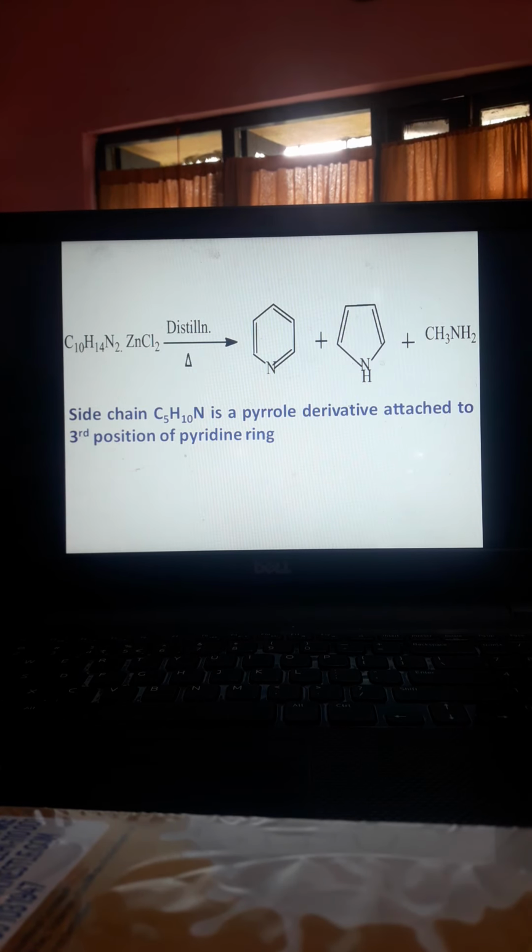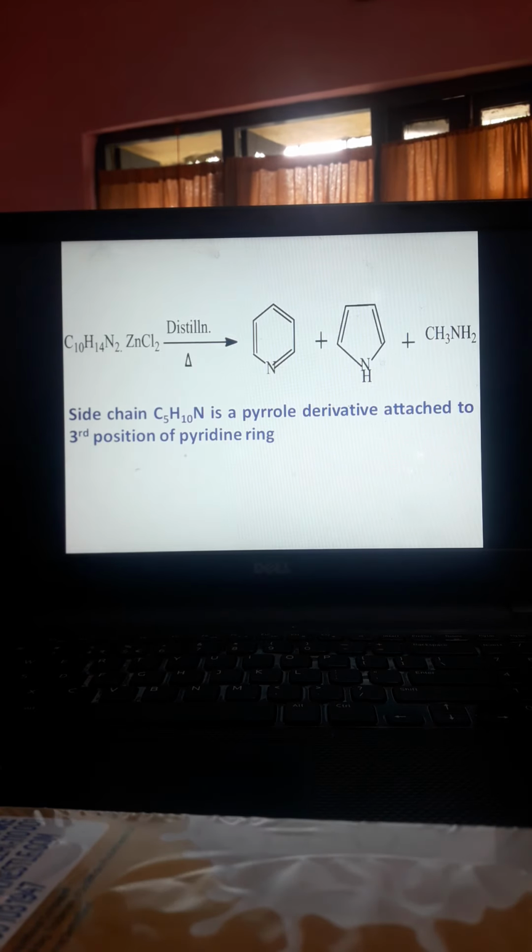This pyrrole nucleus is probably a part of the side chain attached to the beta or third position of the pyridine ring. So the pyrrole ring is attached to the third position of the pyridine ring. Obviously, this should be linked with the third position of this ring. So it is clear to all.